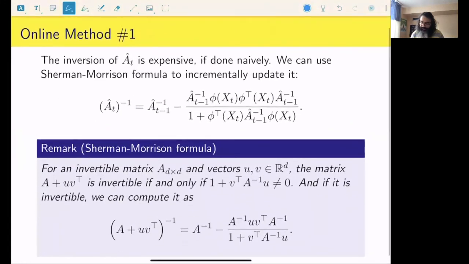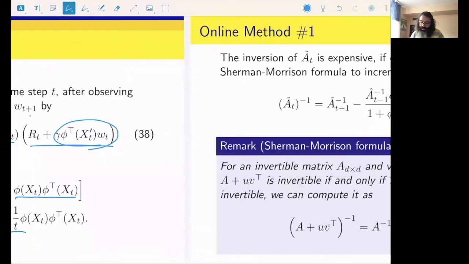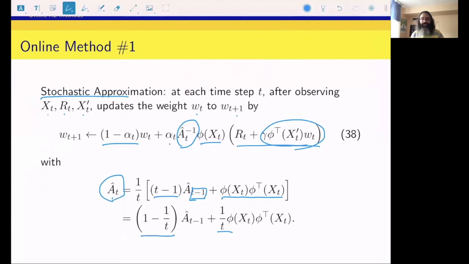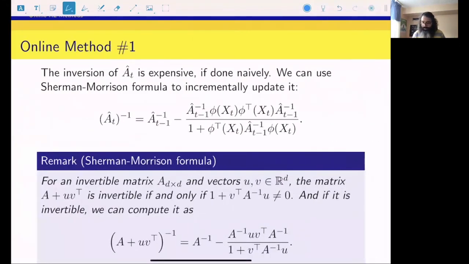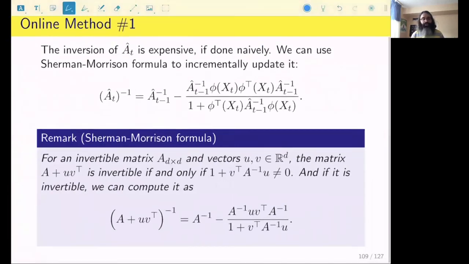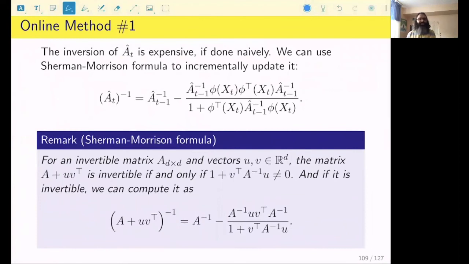And we can also compute the inverse of it incrementally. Here I showed you how to compute A incrementally, but you still need to compute the inverse of it, which is computationally expensive. It's order of p cubed or a bit better. But then we can do it incrementally using the Sherman-Morrison formula, which I mentioned in LSTD.